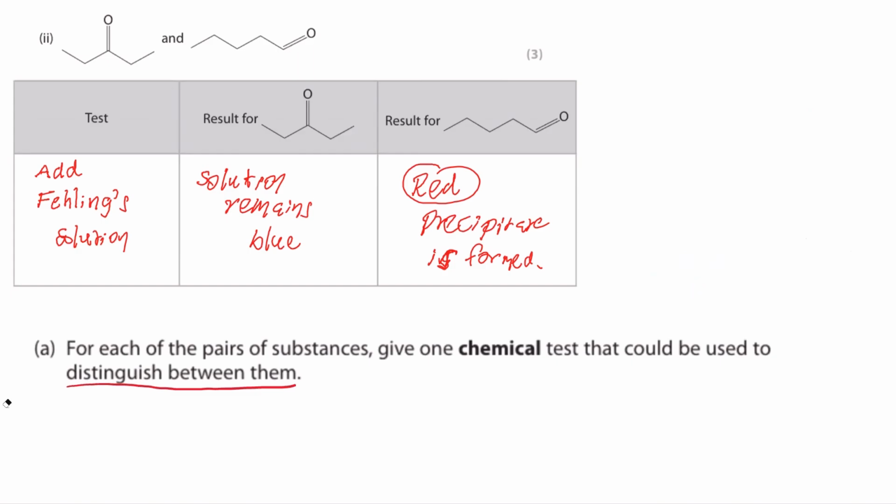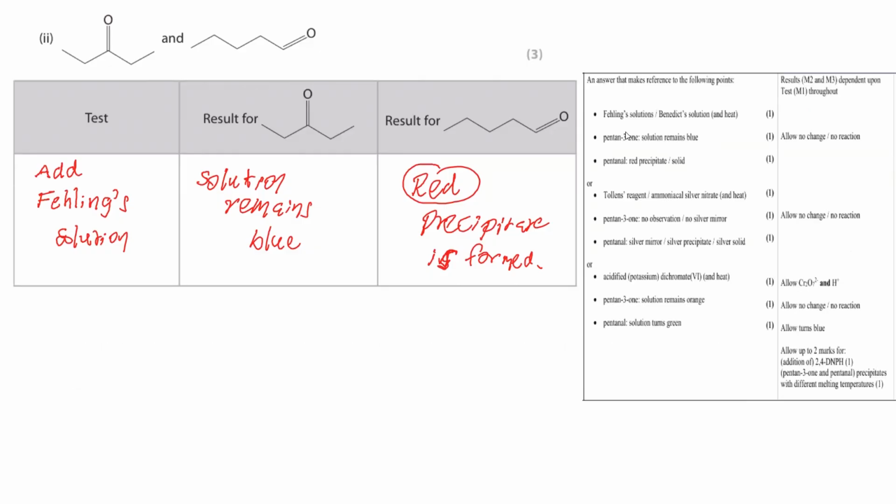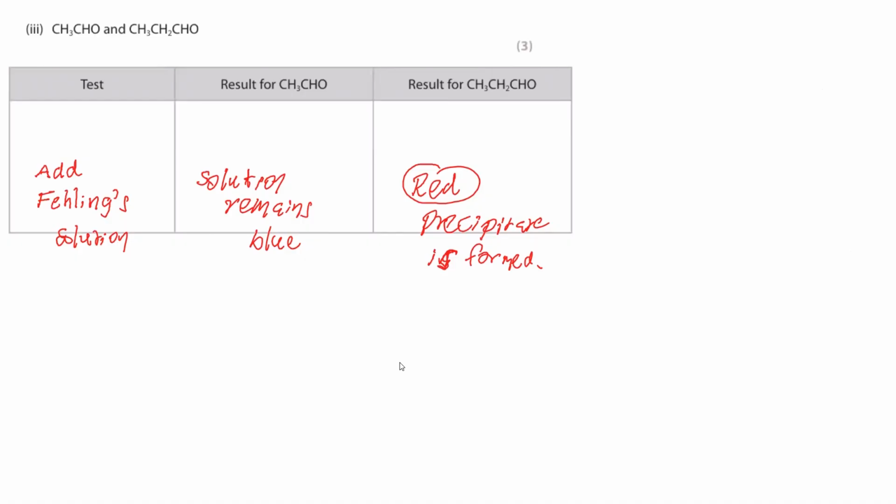Now let's see our answers for this. Okay, so the failing solution is the first option. Blue, okay, solution remains blue. Red precipitate is formed. Yes, that's correct. So we get full marks for this one. Okay, so what do we have here?